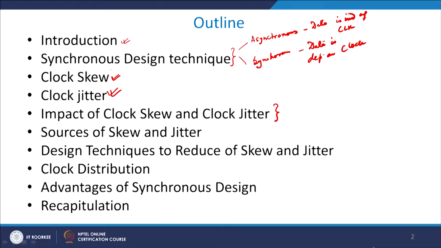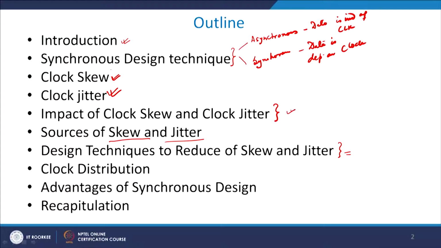We will also look into where skew and jitter come from, because if you know the sources, we should be able to reduce the skew and jitter. So, we look into the meaning of skew and jitter, the origin of skew and jitter, and then ways and means of reducing the values of skew and jitter.